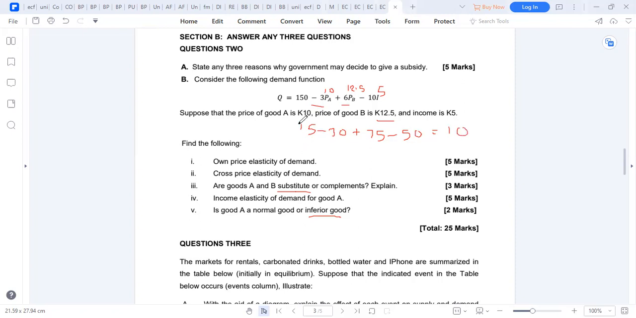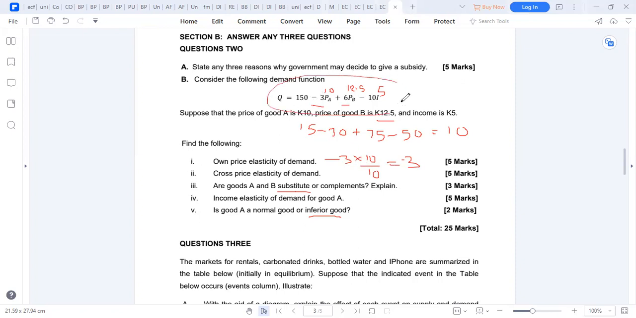So to find price elasticity, we get the gradient for good A, -3, times the actual price of good A, 10 kwacha, over 10. So here we get -3. What is our comment? Demand is elastic. All right. Have you understood what I've done here?